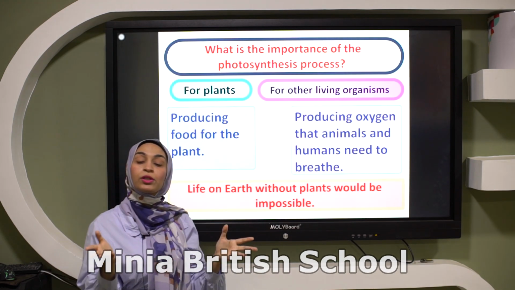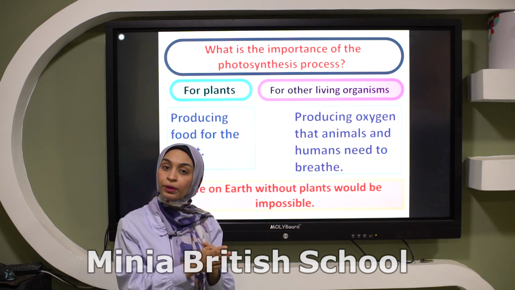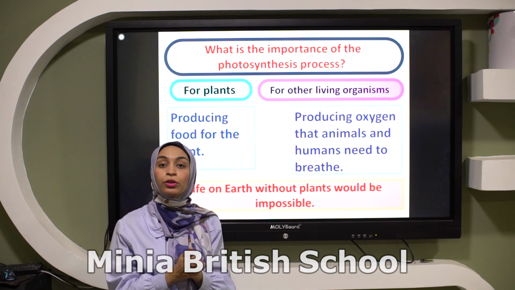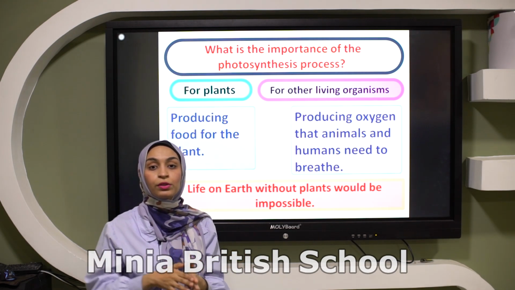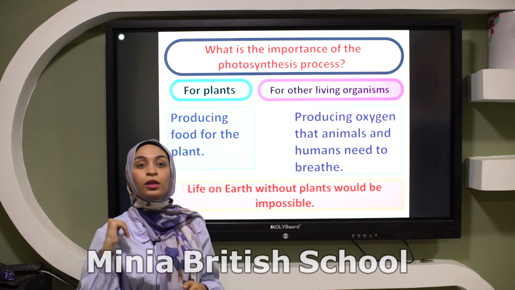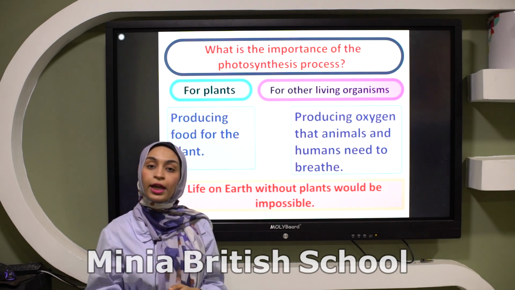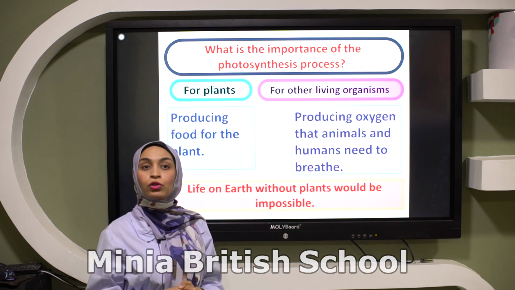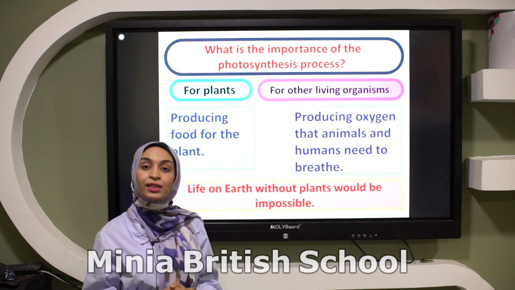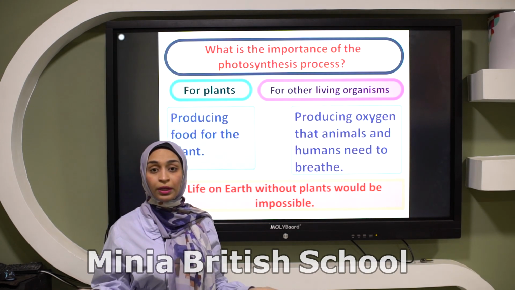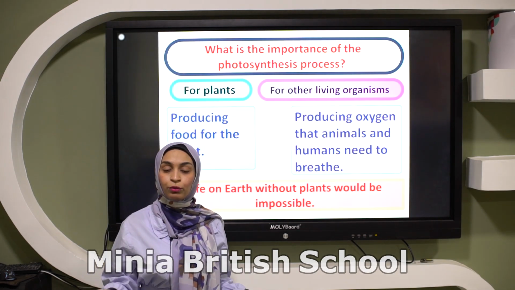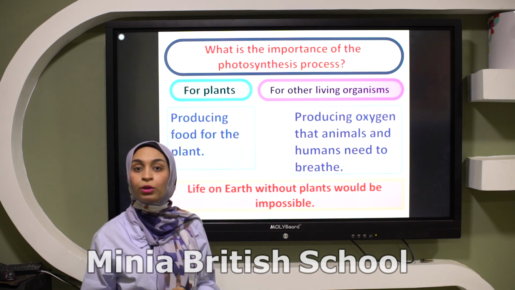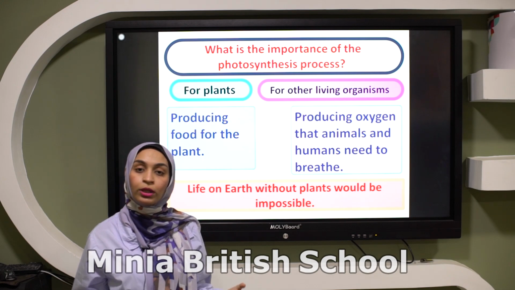What is the importance of the photosynthesis process for the plants? To make their own food, to get energy. But what is the importance of the photosynthesis process for animals and humans? It produces the oxygen gas, which is very important for breathing or the respiration process to stay alive, or we can say survive. Without plants, I think there would be no life on the earth's surface. There is no stability for life on the earth. Without plants, all living organisms will die.